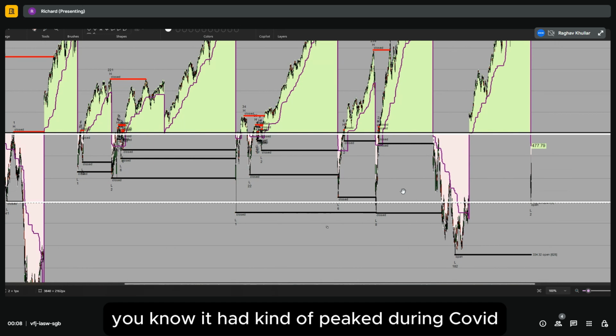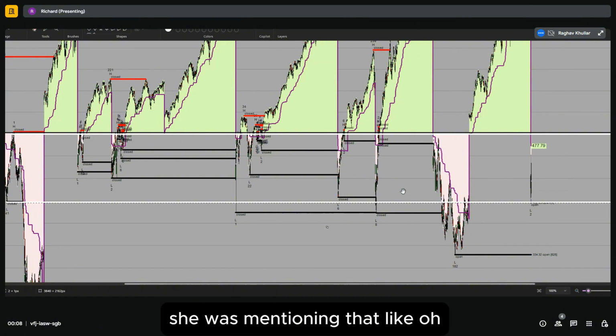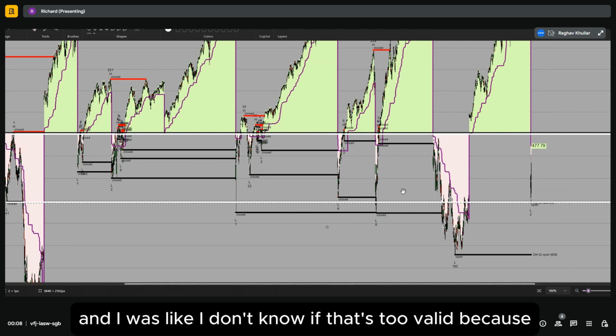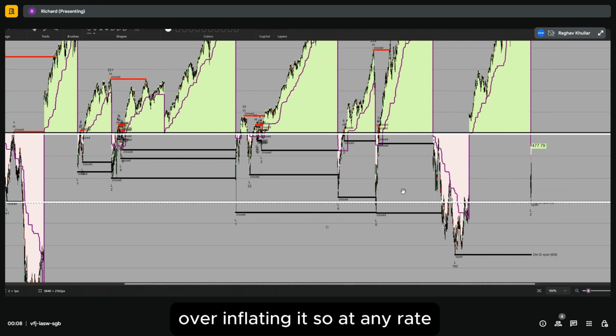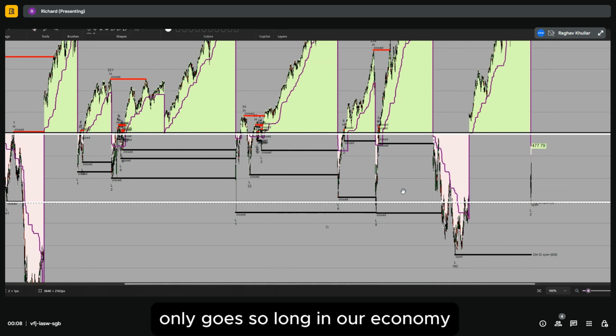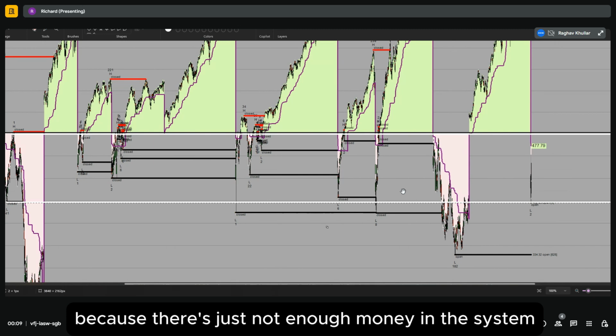It had kind of peaked during COVID when they were giving out all the checks. So that's kind of worked its way down. I remember Megs in Trade Lounge mentioning that the economists are freaking out on the M2. I was like, I don't know if that's too valid, because they're pumping out all these checks and overinflating it. At any rate, the paycheck to paycheck thing only goes so long in our economy, and it starts to have businesses collapse because there's just not enough money in the system.